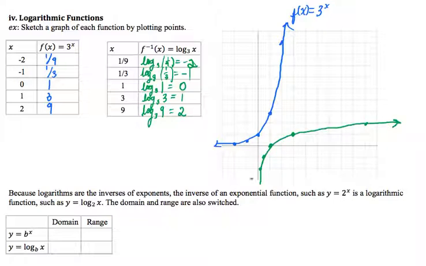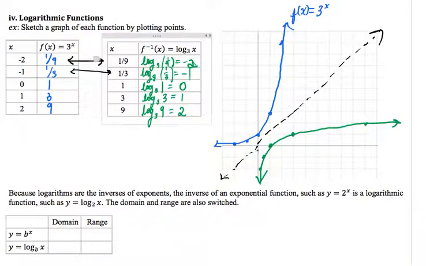And you can see how these are mirror images of each other over this line, y equals x. And they are inverses. So if we look at all their x, y values, they're all reversed. So right here, we have negative 2, comma 1/9. On its inverse function, we have a ninth, comma negative 2. Or negative 1, comma a third becomes a third, comma negative 1. These two functions are inverses of each other, which is why logarithmic and exponential functions go together, and they mirror each other over that line.